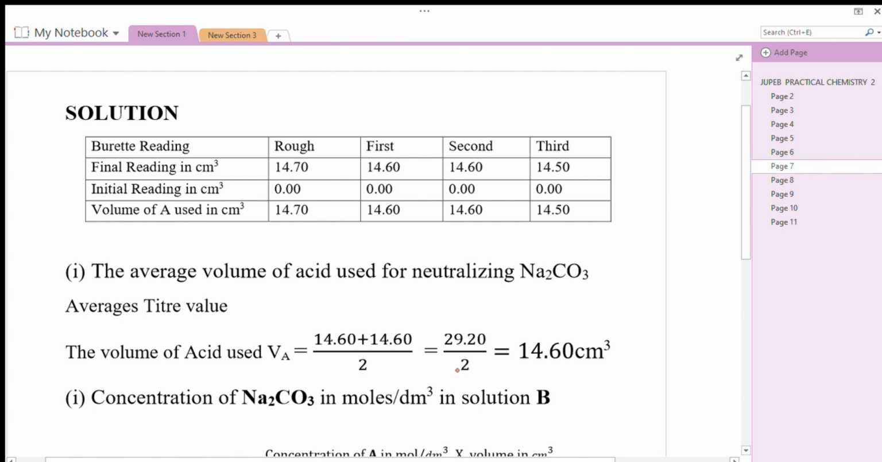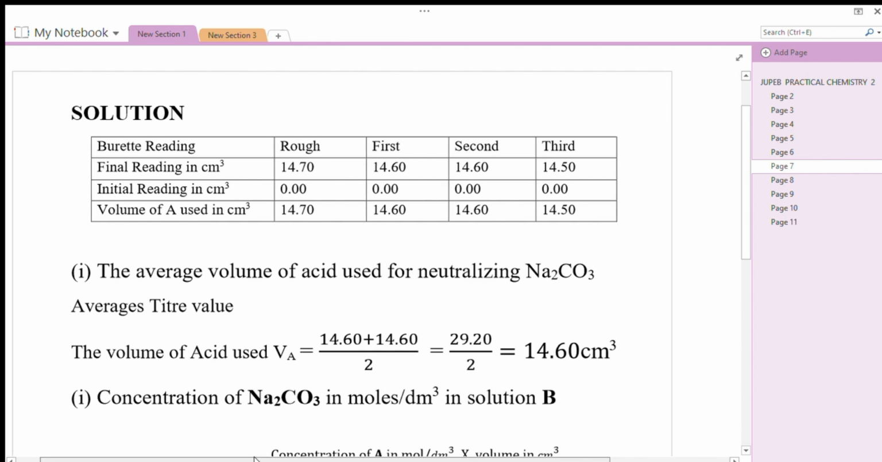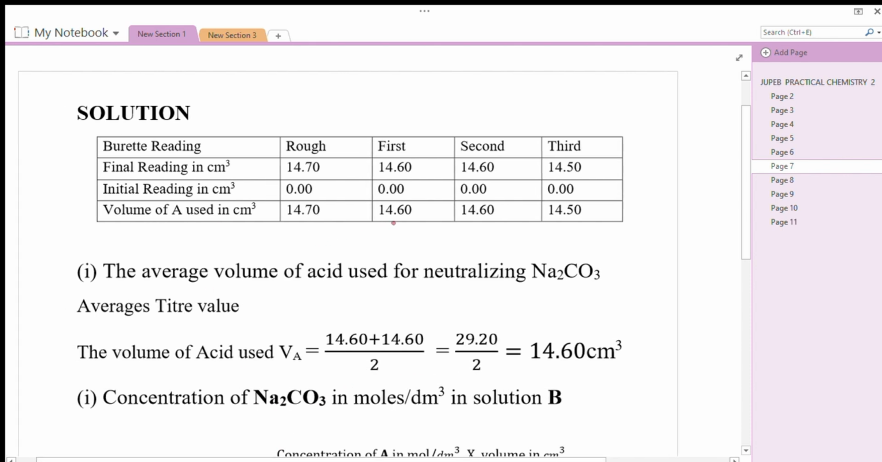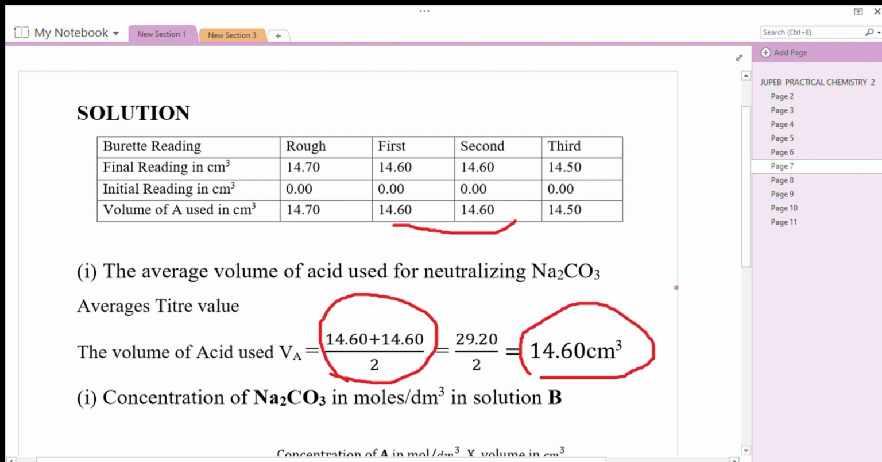Now, this is how our table is going to look. Okay, it is the same table we are using, with these values. Now, the average volume of acid used for neutralizing is what? Can you see I picked 14.60 plus 14.60 divided by 2 equals all of that, and I have 14.6 as my average value of the acid.